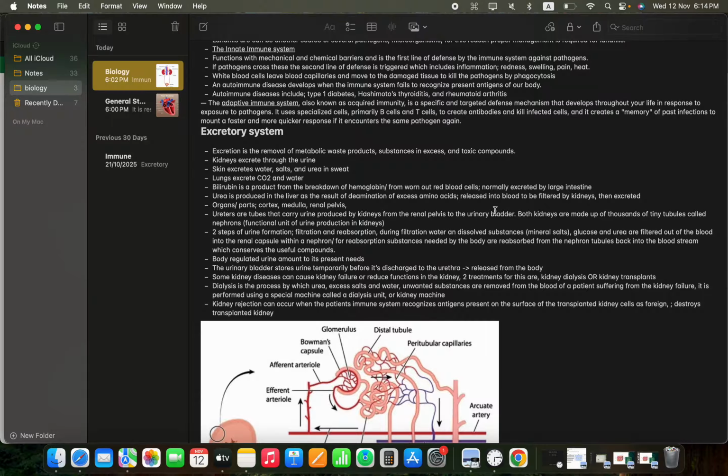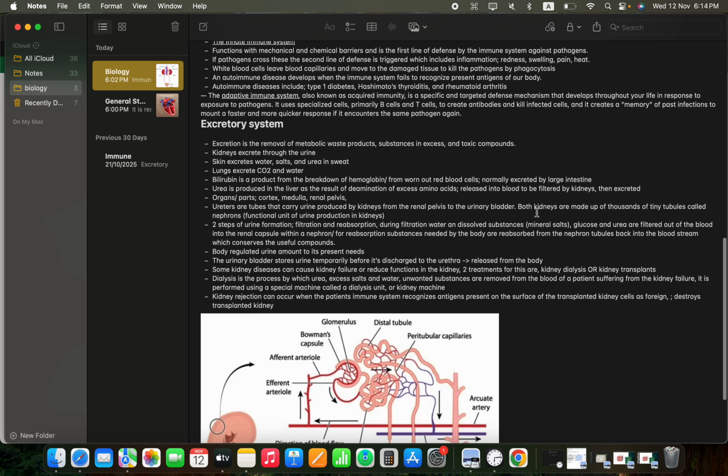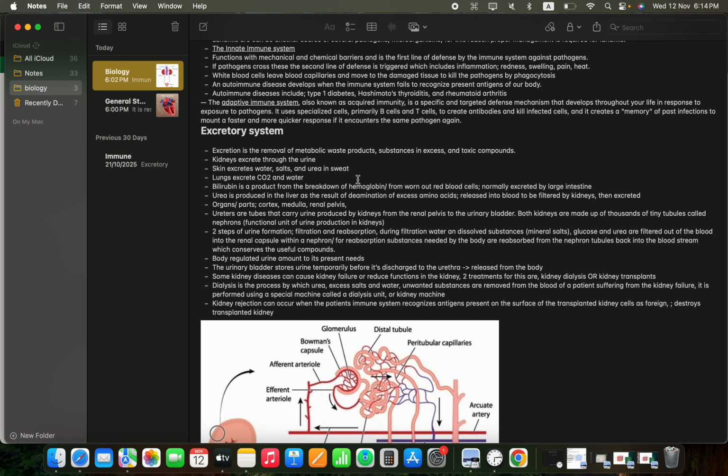Now, urea is produced in the liver as the result of deamination of excess amino acids, which are released into blood to be filtered by kidneys and then excreted, further excreted through the urethra.